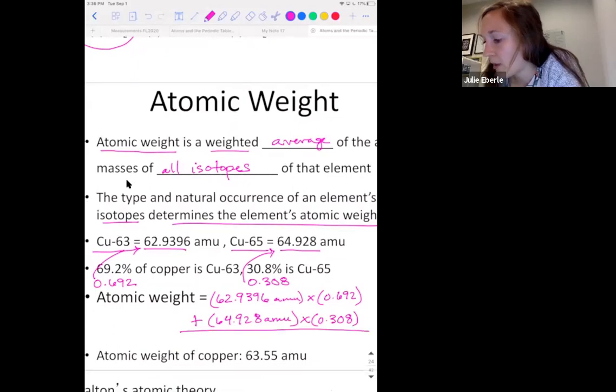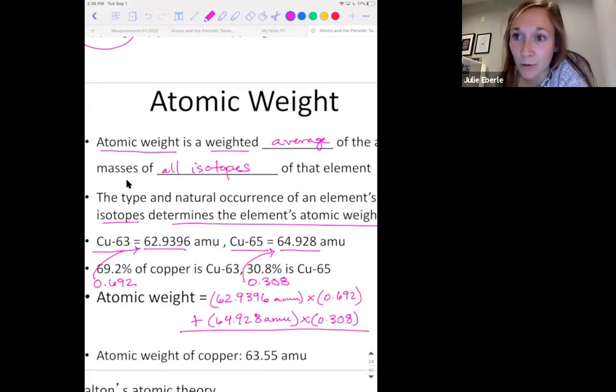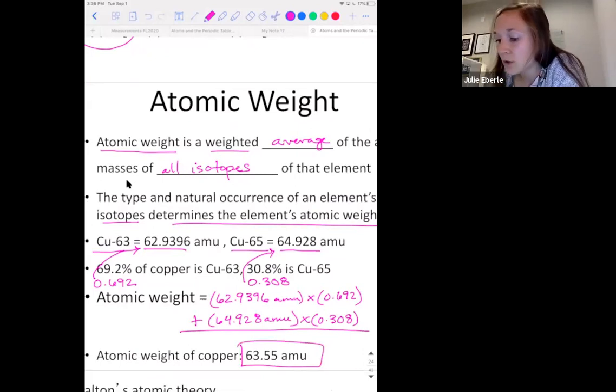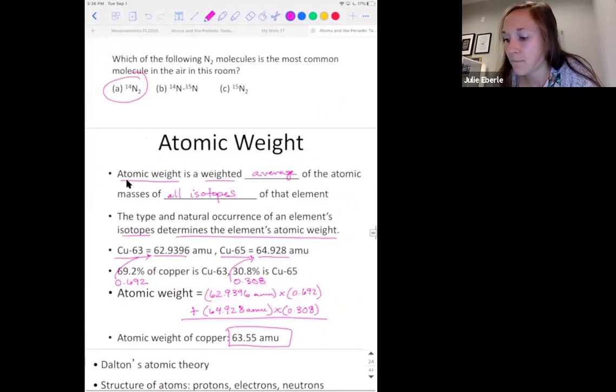And if you do those multiplications and you add them up, if we had a third isotope of copper, we would put that one in the equation as well. We would just keep going for all the number of isotopes we have. Here we just have 2 isotopes of copper, so we're done after that. And when you do that, you get that the actual averaged atomic weight for copper, including all the isotopes, is 63.55 AMUs. So know how to do a problem like this for exam 1.